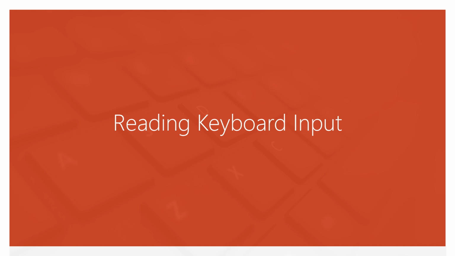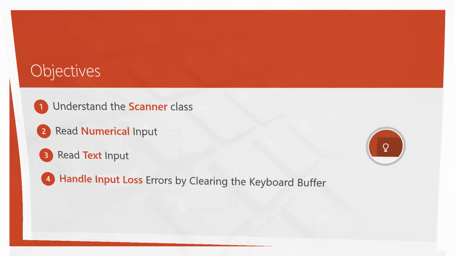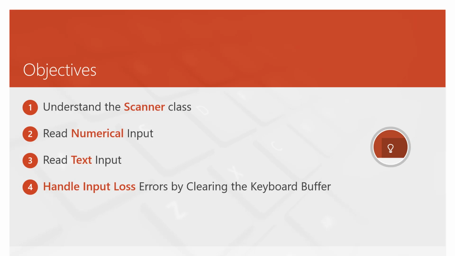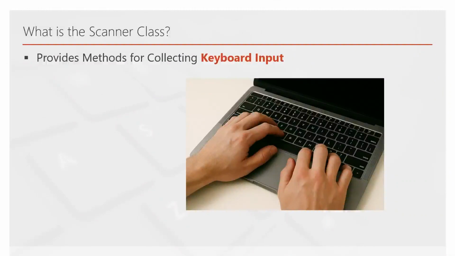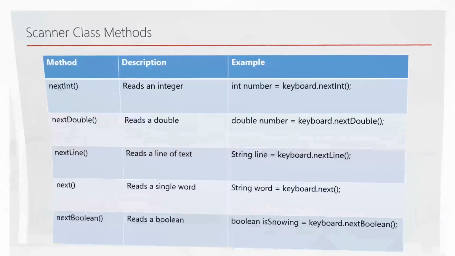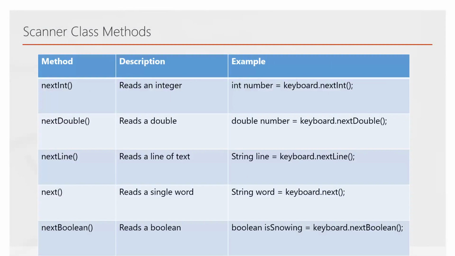Our next topic is reading keyboard input. For our objectives, we will understand the Scanner class. We'll read numerical input and text input, and I'll show you how to handle input loss errors by clearing the keyboard buffer. Keyboard input is collected in Java using the Scanner class methods. And here is a table that shows some of those methods. So we have nextInt for reading integers, nextDouble for reading doubles, nextLine for reading a line of text, next for reading a single word, and nextBoolean for reading Boolean values.